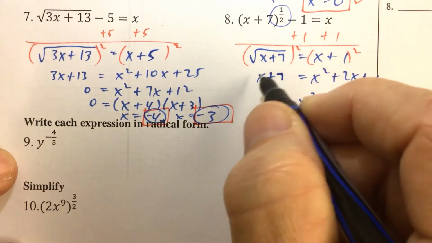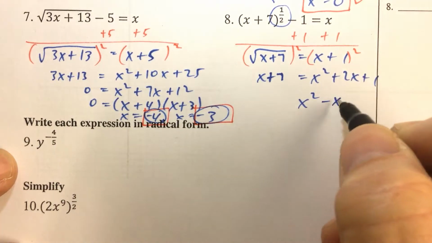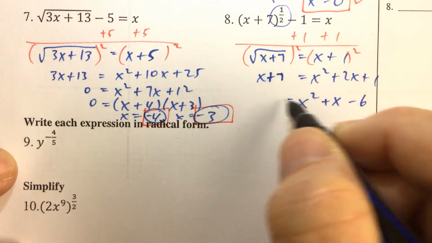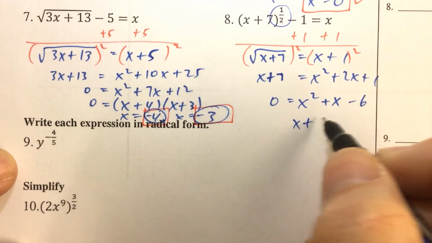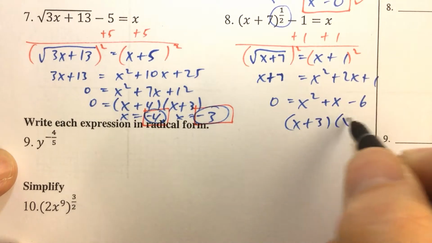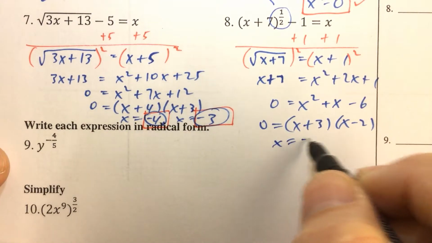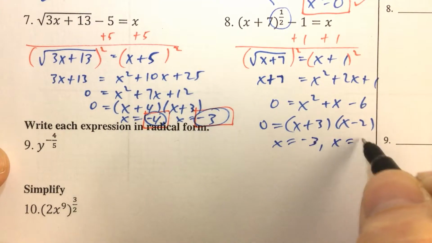Gathering the terms to one side by subtracting x from both sides, we get x squared plus x, and then minus 6 is equal to 0. When we factor the right side, we get x plus 3 times x minus 2 is equal to 0. That gives us x equals negative 3 and x equals 2.